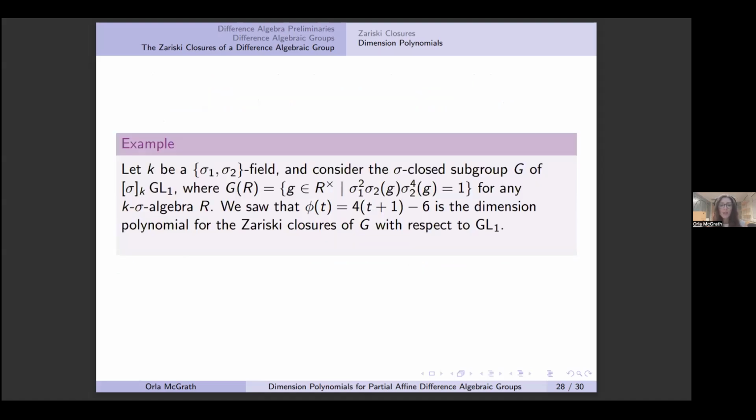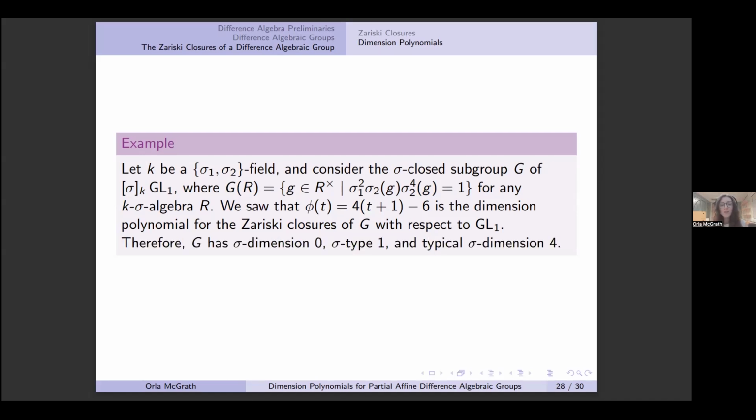Finally, we'll just read off the invariants with this example that we've been working with. We found the dimension polynomial for it earlier. Because we have 2 endomorphisms, but the degree of the polynomial is 1, this tells us that the difference dimension is actually 0, because our difference type is less than the number of endomorphisms. So we have difference type 1, and we can read off that our typical difference dimension is 4.